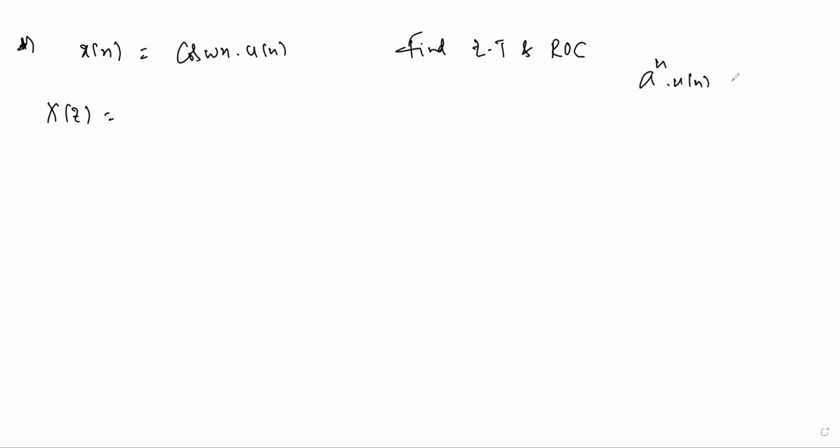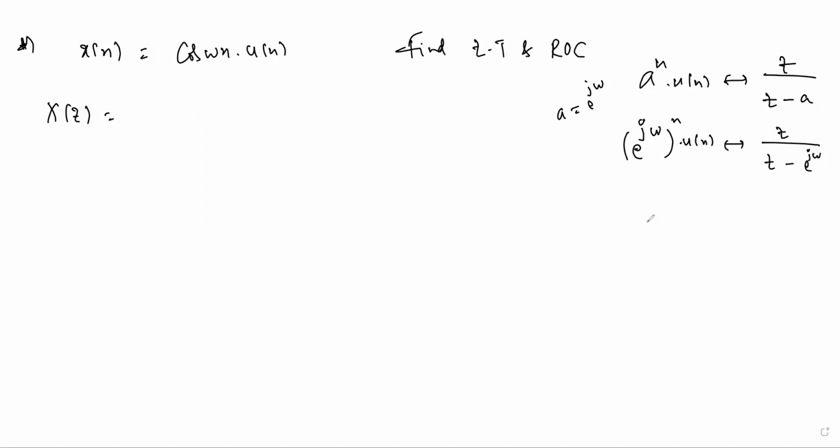A power n u of n, we know that z upon z minus a, in the previous session we have discussed. Then e to the power of j omega, if you take as a, then e to the power of j omega whole power n u of n, Z transform is z upon z minus e to the power of j omega. Similarly, e to the power of minus j omega n u of n, Z transform is z upon z minus e to the power of minus j omega.